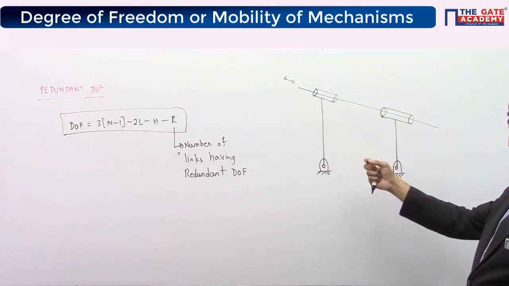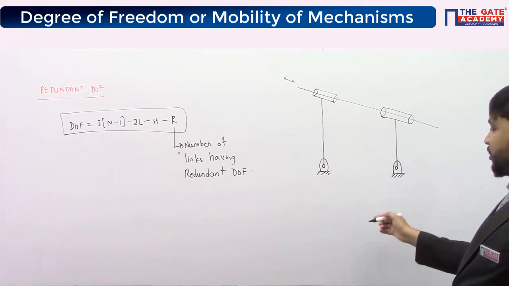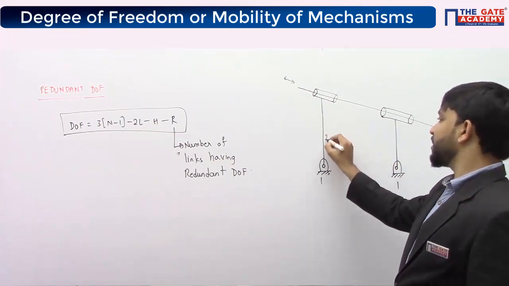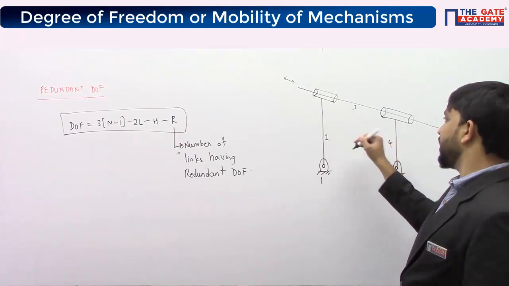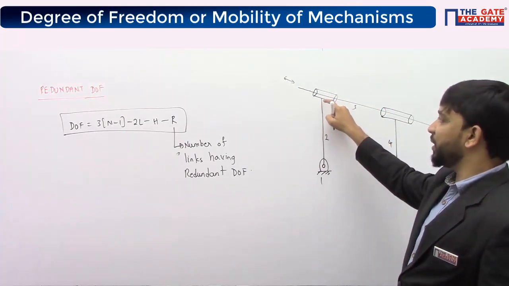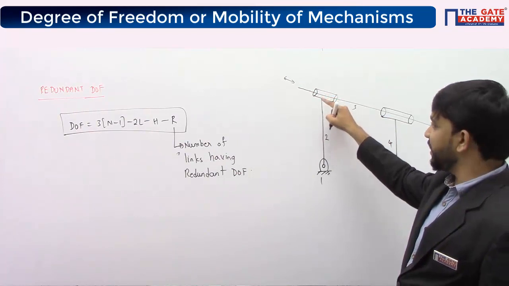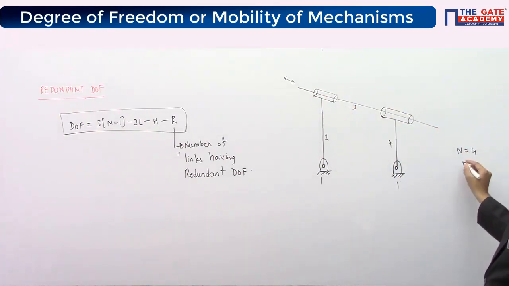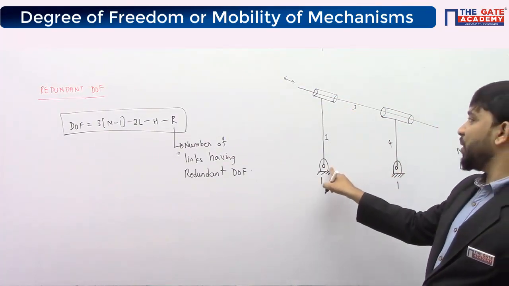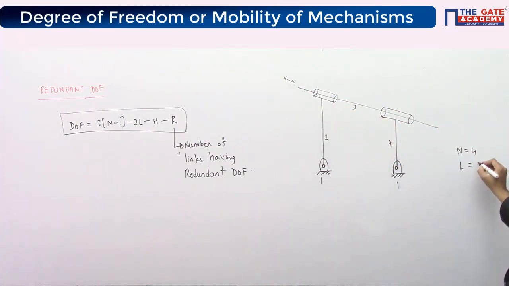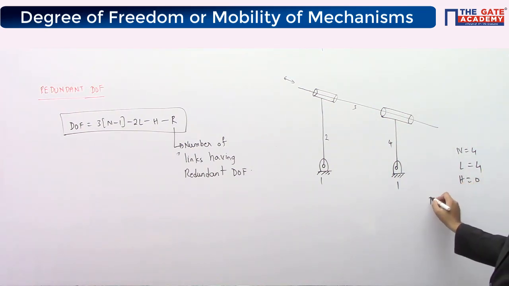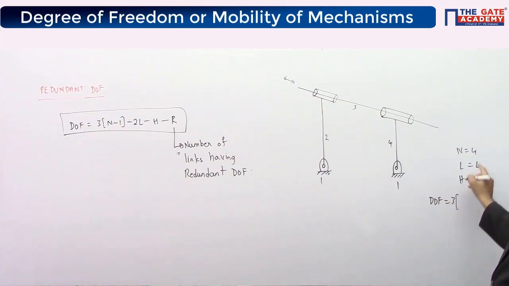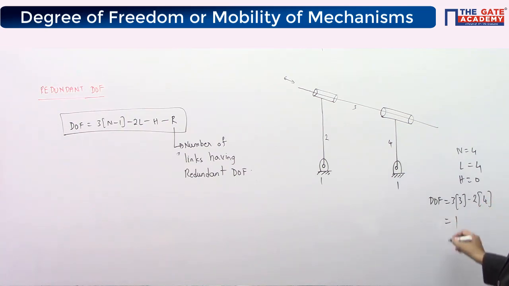If you try to calculate degrees of freedom by using Kurzbach's criterion, the number of links in this case are link number 1, this is link number 2, this is link number 3, this is link number 4. These tubes are welded to link number 2. It's a single link. The tube and the center thing is a single link. So the number of links inside this mechanism is 4. For the number of lower pairs, these two are turning pairs and these two are sliding pairs. The total number of lower pairs is 4: 2 turning pairs and 2 sliding pairs. No higher pairs inside this mechanism. Degrees of freedom is 3 into (n minus 1) minus 2 times the number of lower pairs. You will get degrees of freedom as 1.